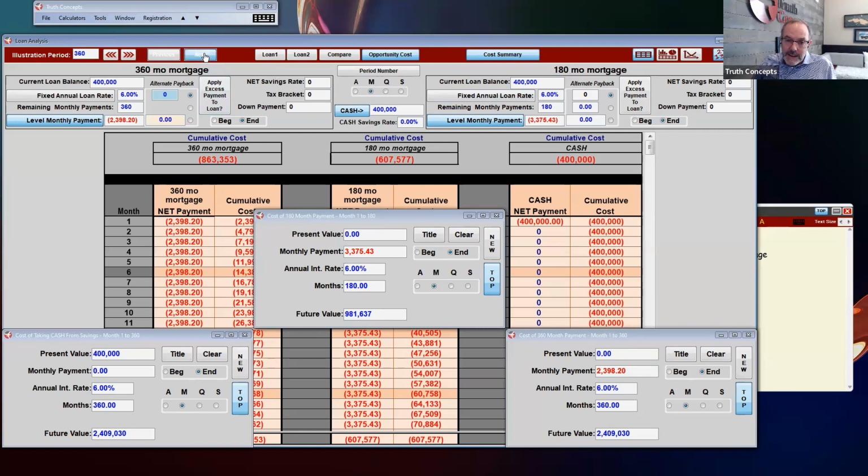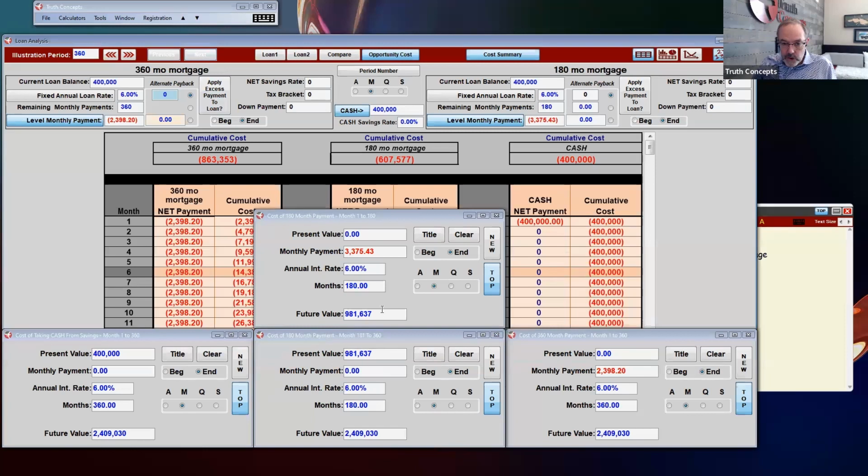We have to take that 981 out another 180 months. And when we do that with no additional payments, earning 6% for 180 months, we end up with the same $2,409,000 at the end of that time frame.